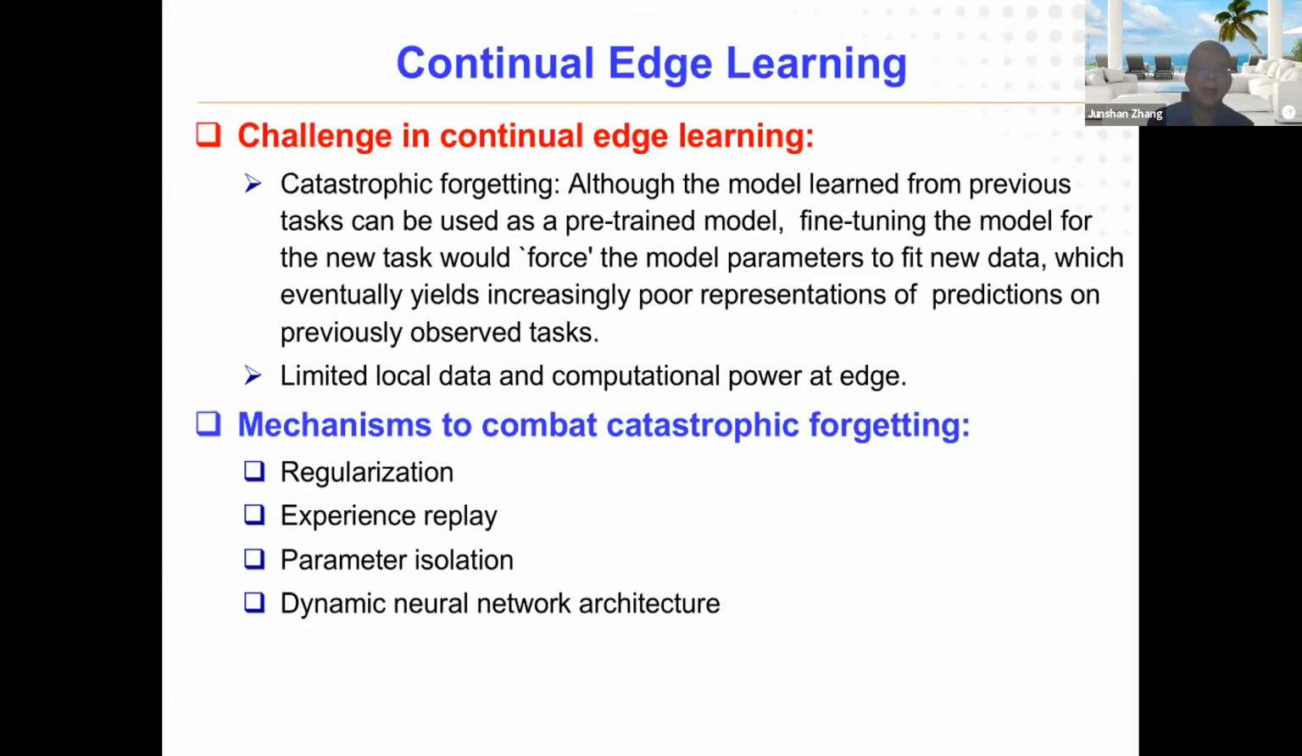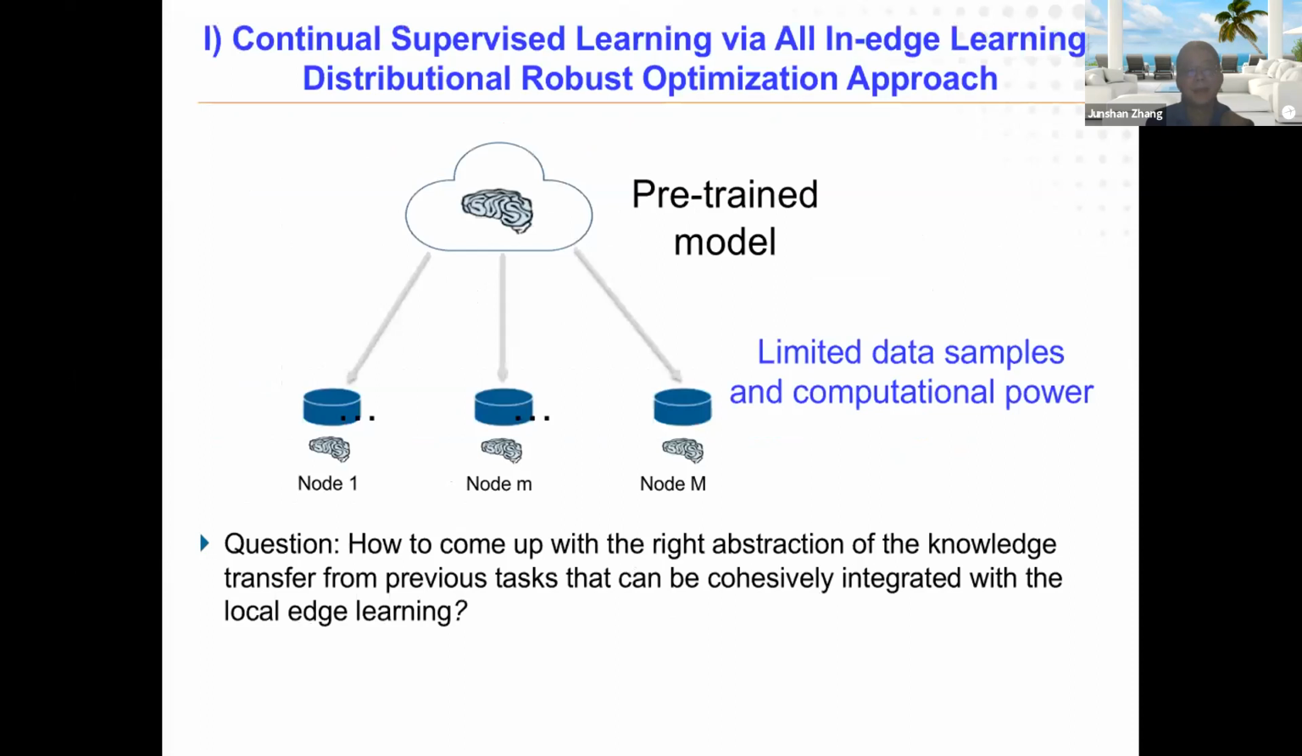So one main objective of our study is to come up with a systematic approach to get a more fundamental understanding of continual edge learning. In the next 20, 25 minutes or so, I'm going to present you three problem formulations we have developed.